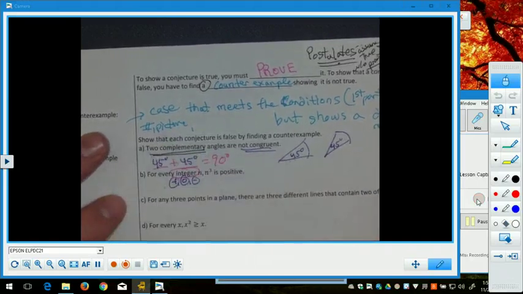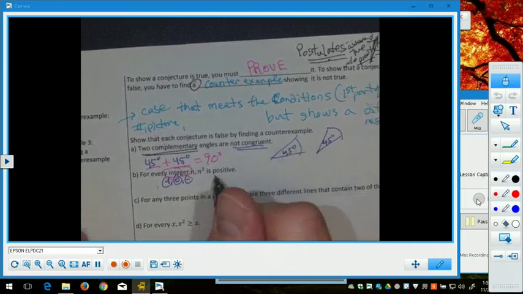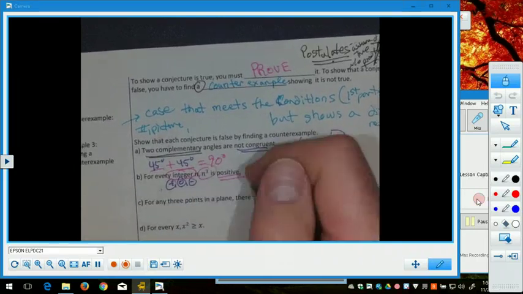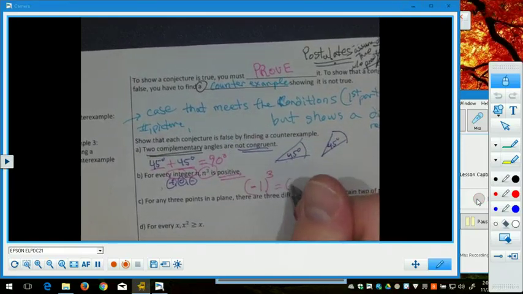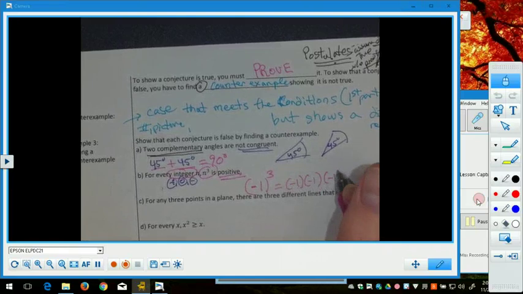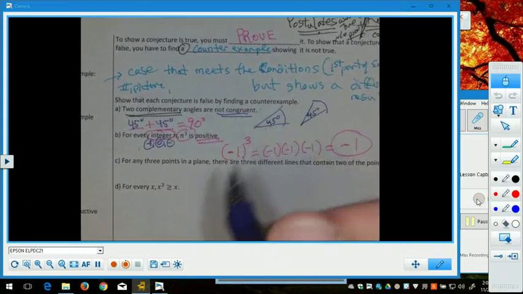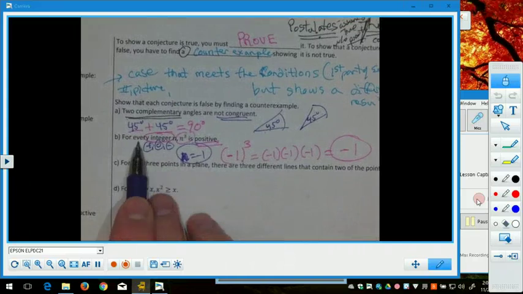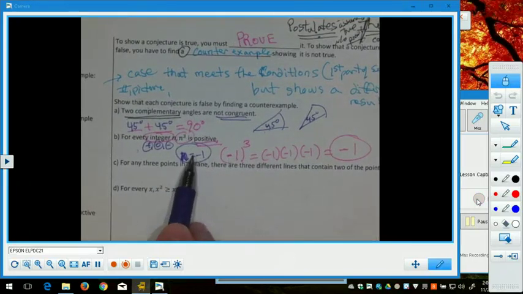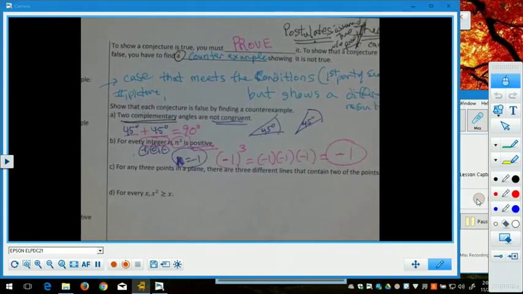So I need to pick an integer. It can't be a decimal or a fraction. It has to be a whole number or the opposite or 0. And I have to cube it. And they say the result is going to be positive. Well, if I cube -1, -1 times -1 is +1, times -1 is -1. So I just found the counterexample. The counterexample would be n equals -1, because that meets the conditions that, yes, it's an integer, but when I cube it, I don't get a positive number, I get a negative number.